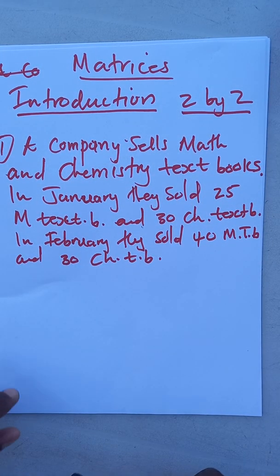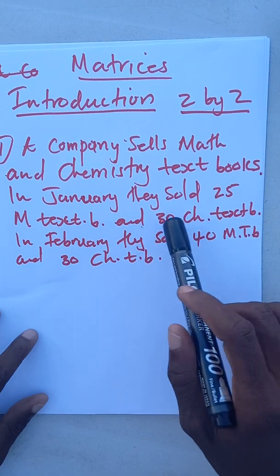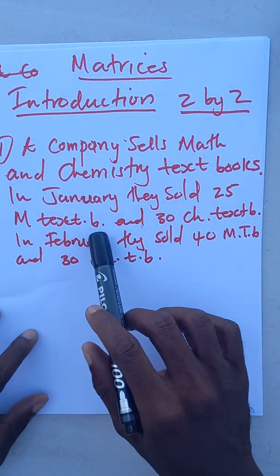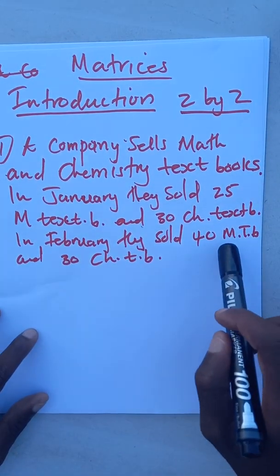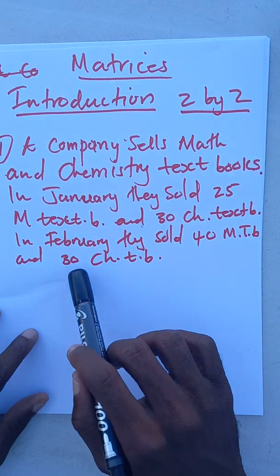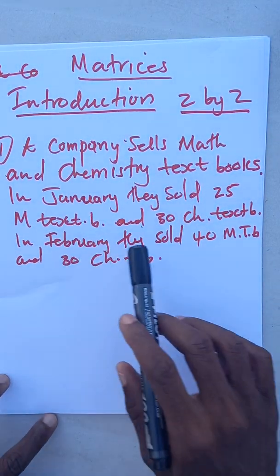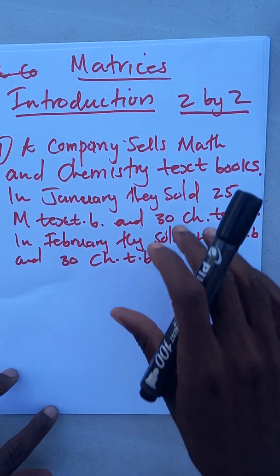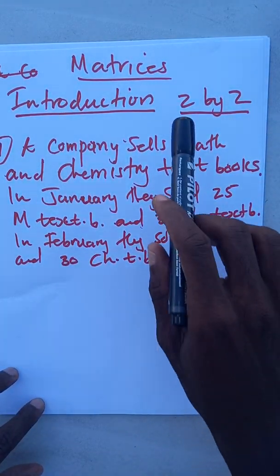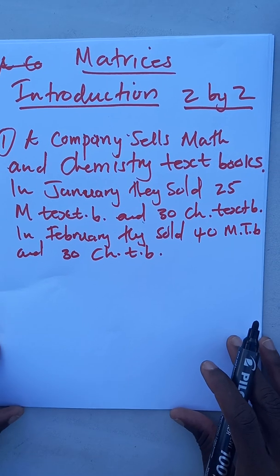So for example, if a company sells math and chemistry textbooks, so in January they sold 25 mathematics textbooks and 30 chemistry textbooks, and in February they sold 40 math textbooks and 30 chemistry textbooks. So then the question will come and say, represent this data in a matrix format. So what you need to do is just to write this data in the form of, for example, 2 by 2 matrices, whereby you need to show the row and the column. So this is what you do to represent this data in a matrix format.